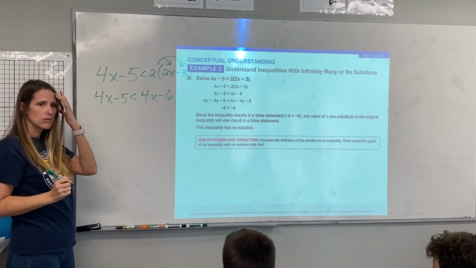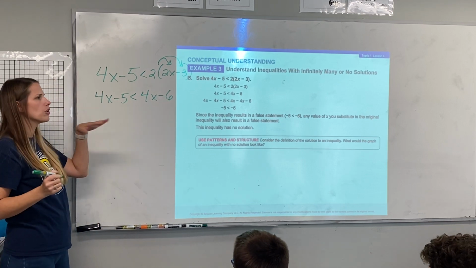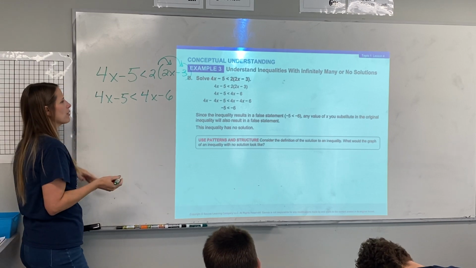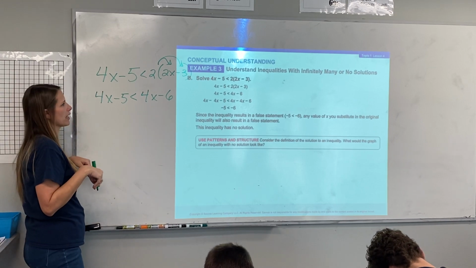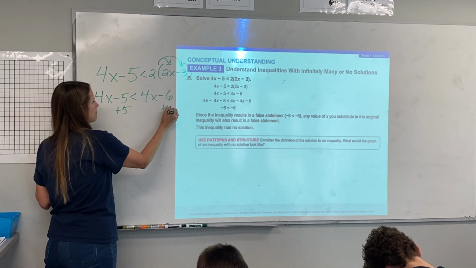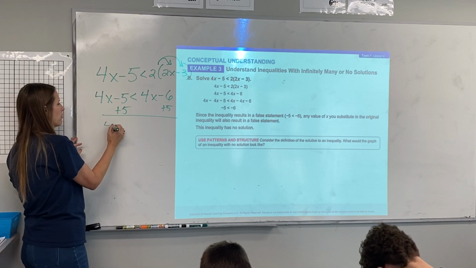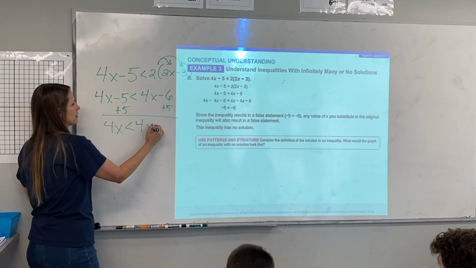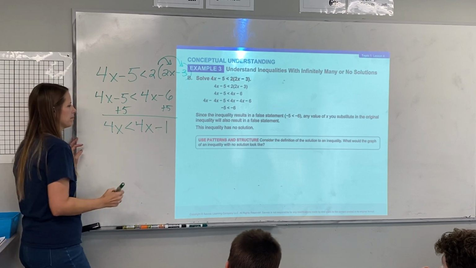You don't have to write this down. This is more of an explanation. Let's say we're just gonna leave our x terms alone for a second. Let's just say I wanna add a 5 to both sides. Then I have 4x is less than 4x minus 1, right?